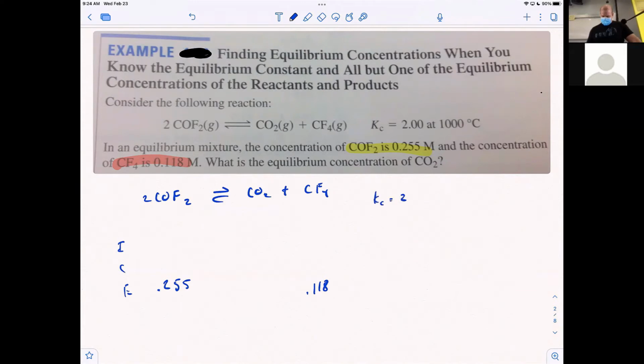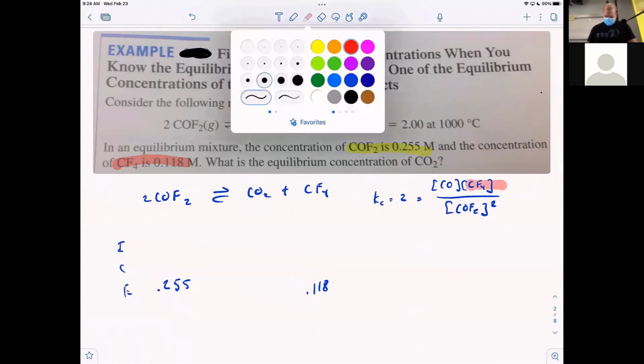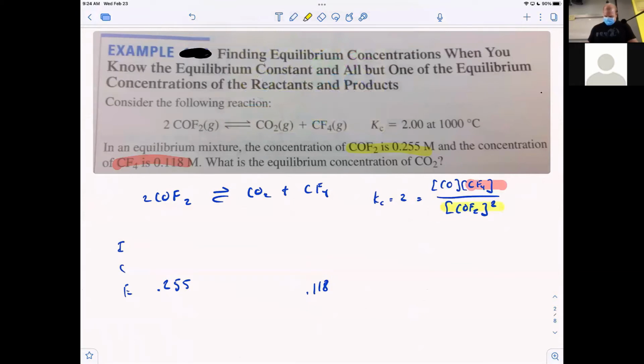So Kc is 2. This equals the concentration of carbon dioxide times CF4 all over COF2 squared. And you can look at it the other way around. From this problem, you have to figure out how to solve something. First of all, is this solvable? Actually, this is solvable, because we have CF4, we have this, and we have this. So now what we have is one equation, one unknown.